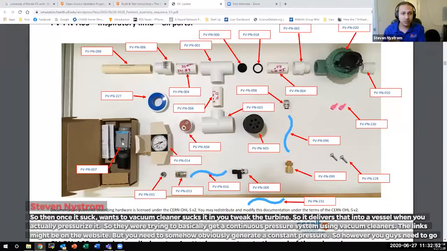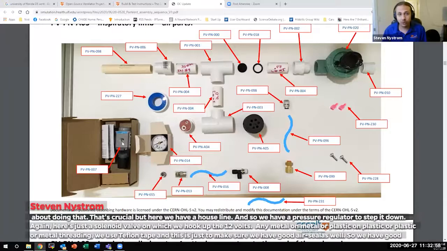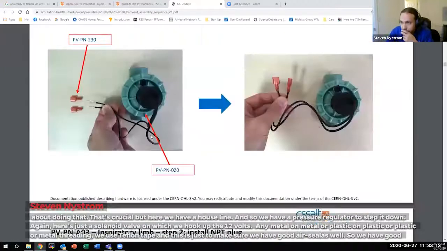The links might be on the website, but you need to somehow obviously generate a constant pressure. However you need to go about doing that, that's crucial. But here we have a house line, and so we have a pressure regulator to step it down. And this controls the tidal volume, which is how much air we allow in the lungs every breath. We'll get more into that in a second.